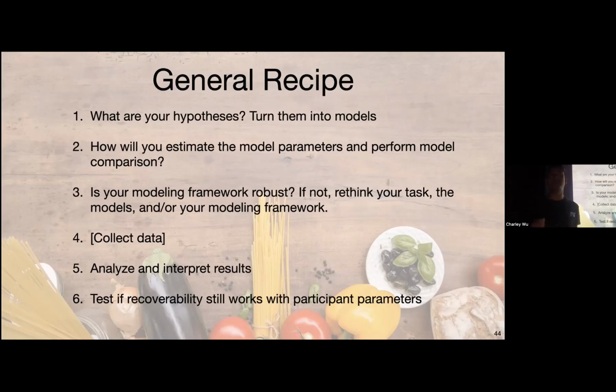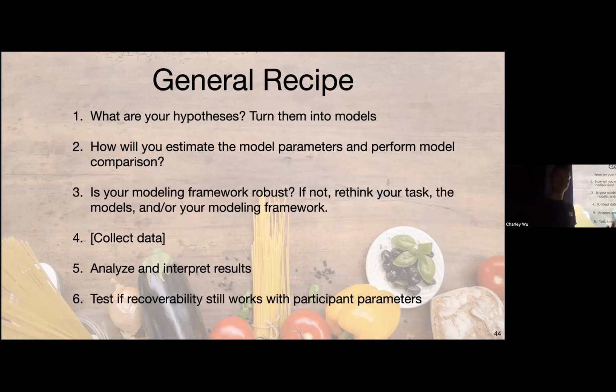Then you want to test if that framework is robust. And as I mentioned previously, it's often a great idea to do this before you conduct the experiment, because by running this analysis, you get some more confidence that your experiment can actually differentiate between your models, that your models are going to be capturing something uniquely specifiable. And if it doesn't work out, you might want to rethink your task. You might want to rethink your models, or you might consider a more robust modeling framework that is less prone to overfitting and has more accurate parameter estimation.